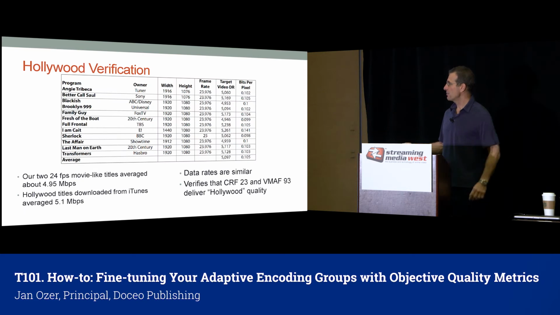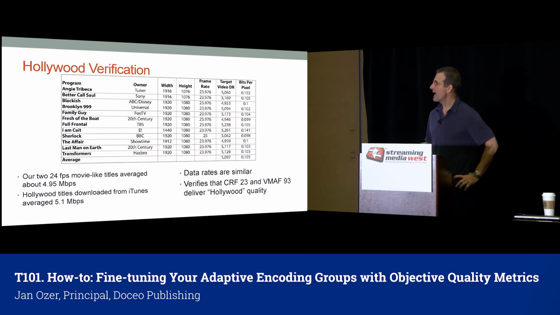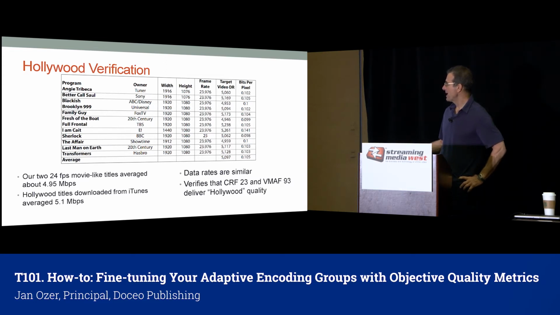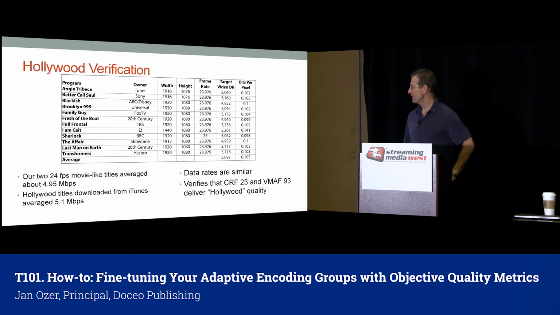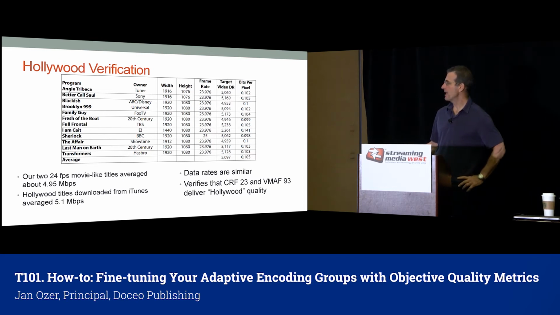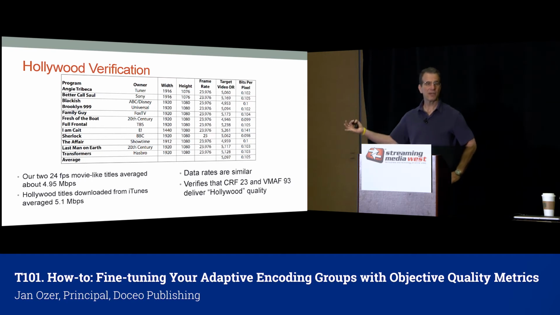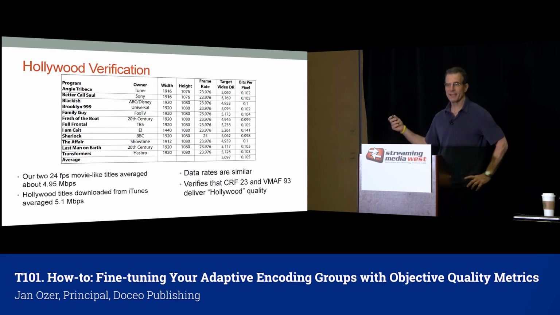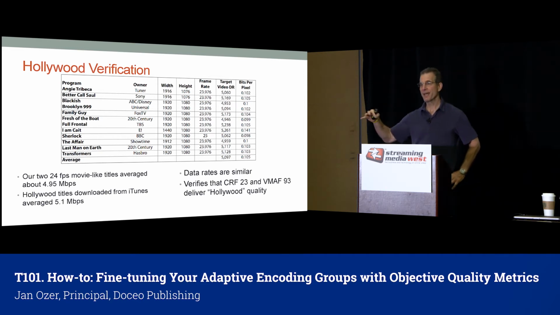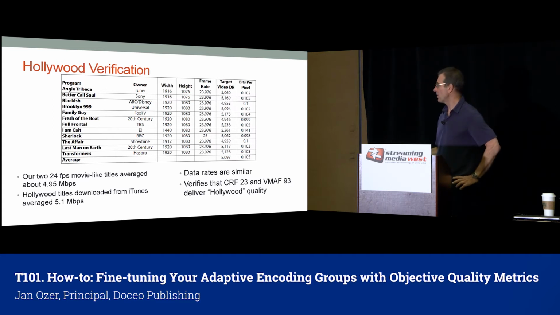And then for Hollywood verification, what I did was download a bunch of video clips from iTunes. These are 1080p clips, most are 24 frames per second, and the average data rate was 5.1 megabits per second. The two 24 frame per second files that I looked at in the previous slide, Tears of Steel and Sintel, had an average data rate of 4.95. So Hollywood's data rate was very similar to my data rate, which is why I think I get verification that Hollywood thinks that the CRF23 value and the VMAF 93 value are pretty good measures of video quality.